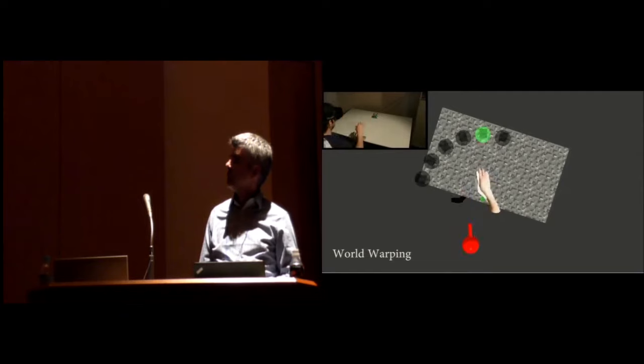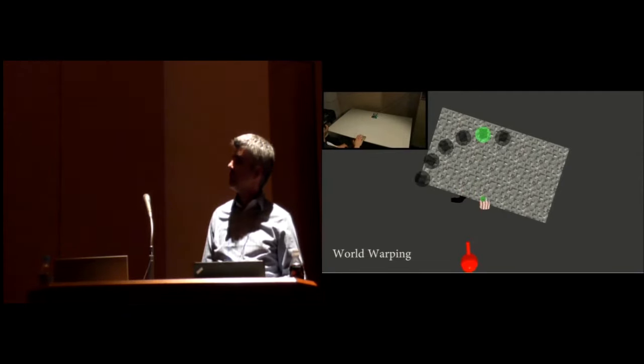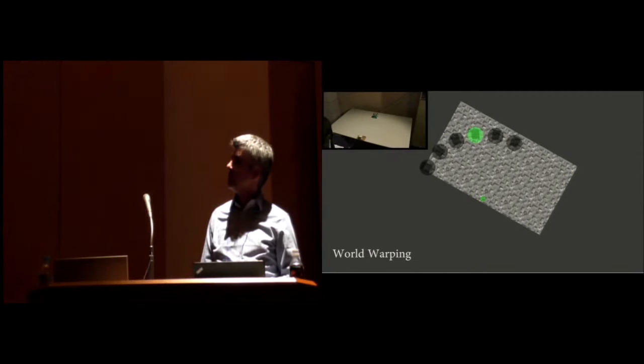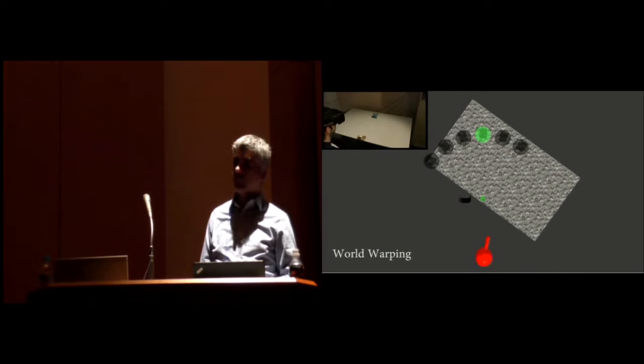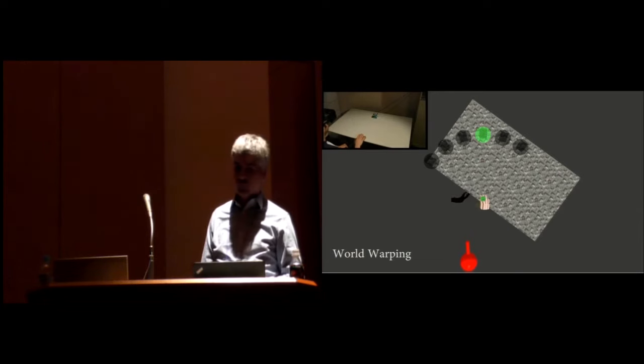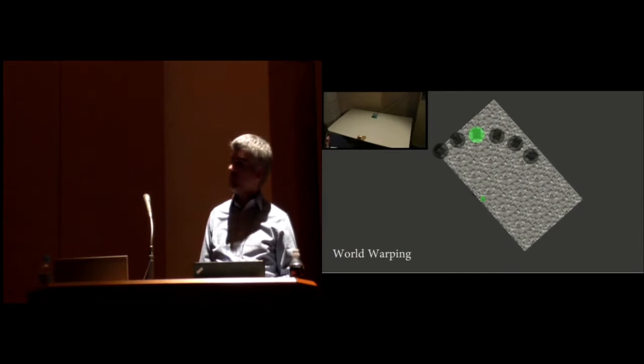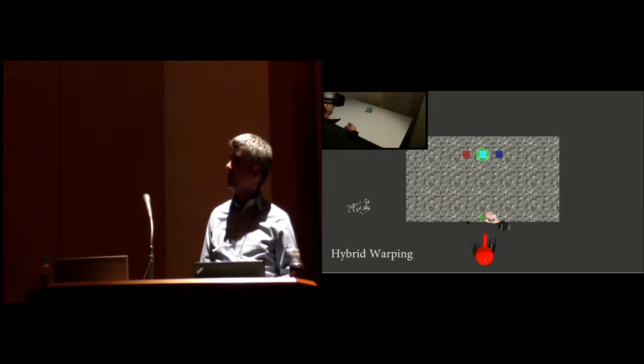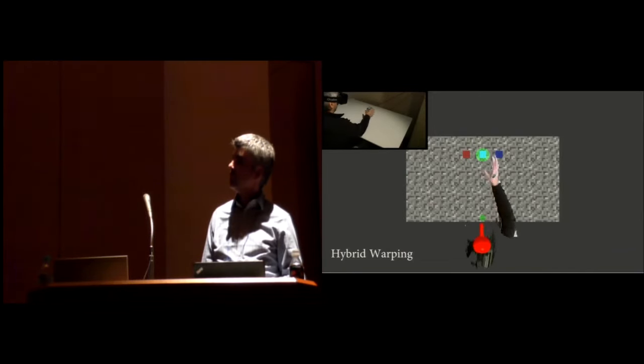This time, we are using world warping. As you move your head around, the world ever so subtly rotates around you as well. This rotation is used to align the physical cube with the new virtual cube each time you look to the trigger board. Body and world warping can also be combined to form a hybrid approach.